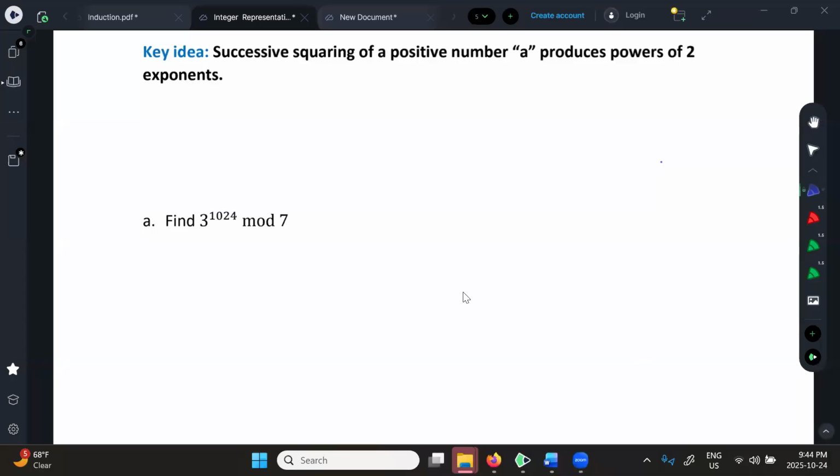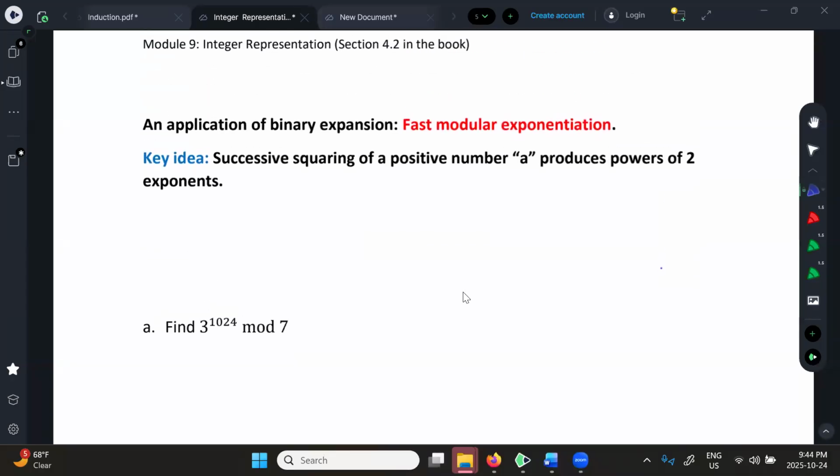Okay, everyone, final video in the series, which is fast modular exponentiation, which is nothing but an application of converting decimals to binary, and some application of modular arithmetic too.